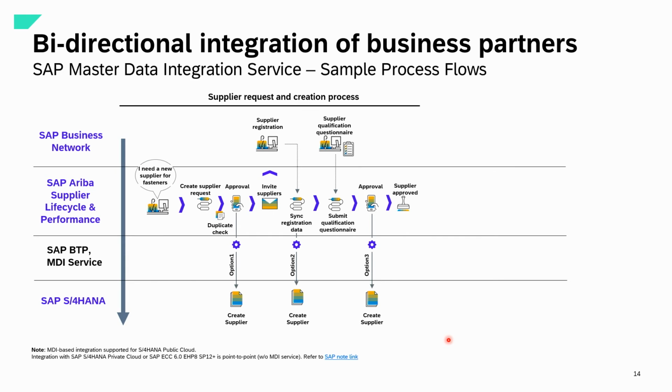On the next slide, we see basically the process flow. To start with, let's look at the supplier request and creation process. What we see on the left side is, again, the modules: you have the Business Network, the Ariba SLP module, BTP MDI service, and the S/4HANA system.